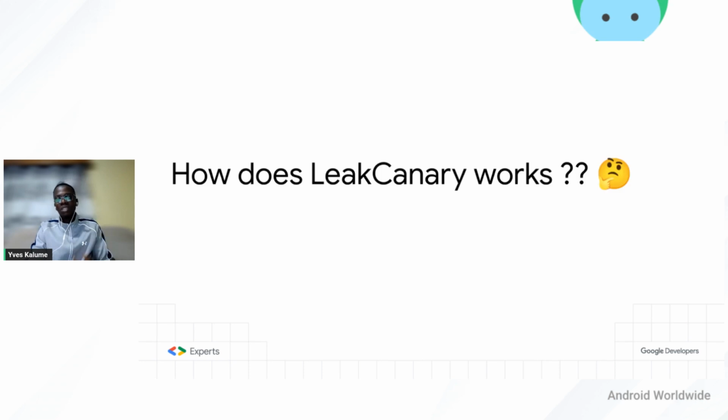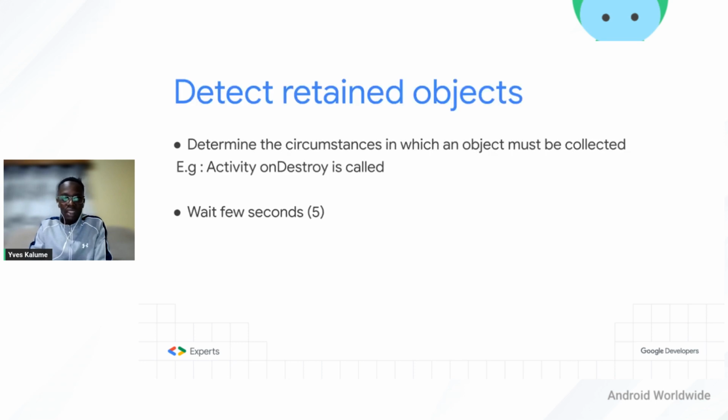So the question may be, how does LeakCanary work? That was one of the questions I was asking myself for a long time, so I tried to read and inspect some code from LeakCanary, and I will try to explain how it works. The first step is to detect the retained objects. So we must have a circumstance in which we can say that an object is leaked. For example, an activity is leaked when it has been destroyed, but it is not garbage collected.